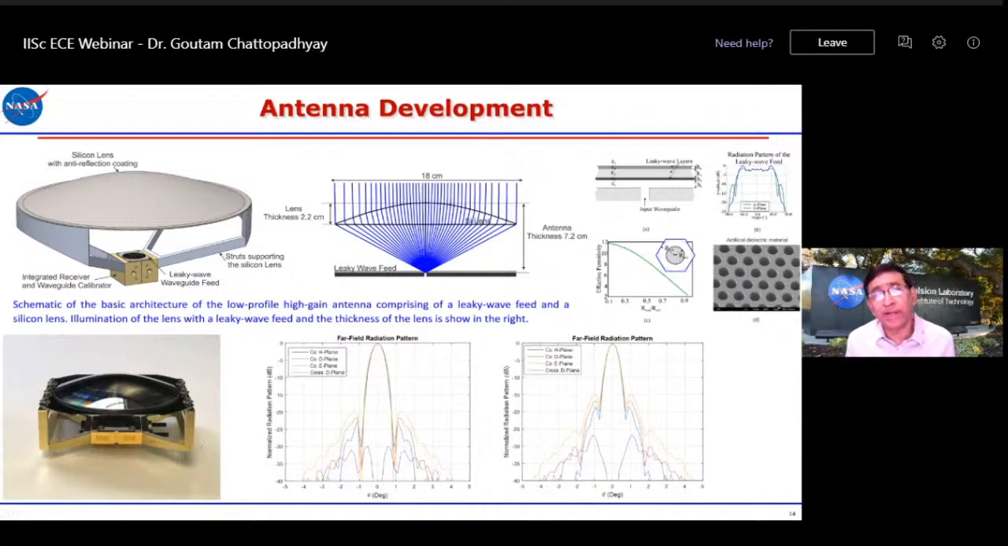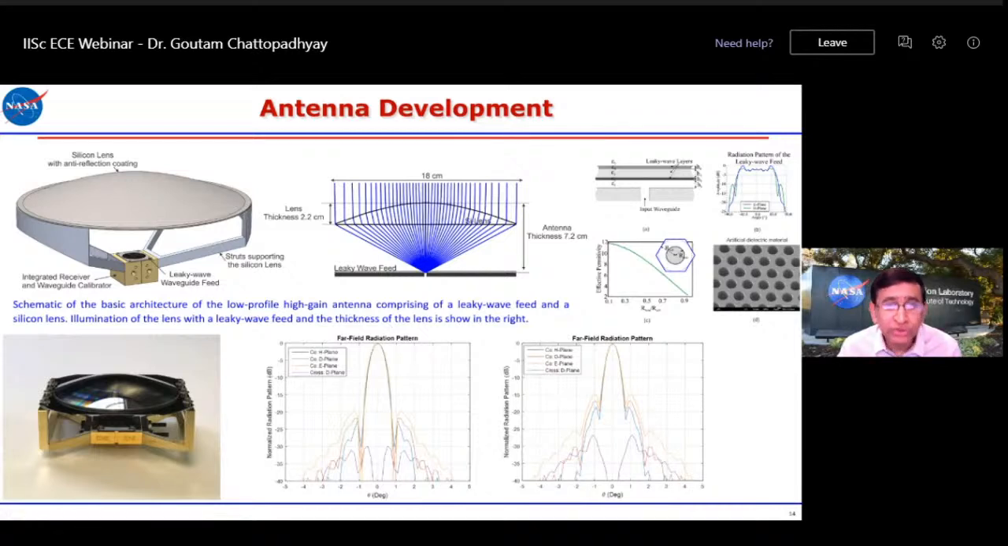If you want to use a standard reflector antenna, that will be much larger in terms of the thickness and the volume. So it works really well. You can see the far field radiation pattern. So this, we thought, okay, this is what we are going to use.